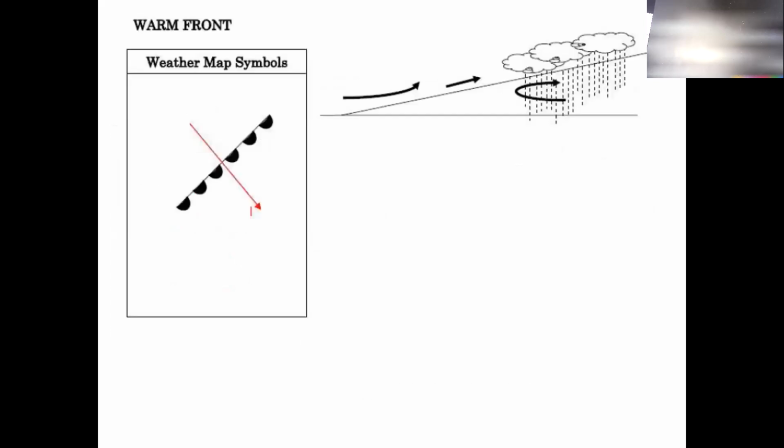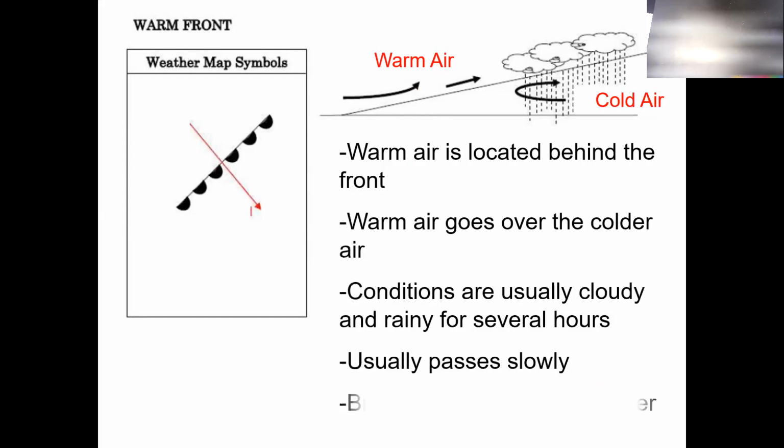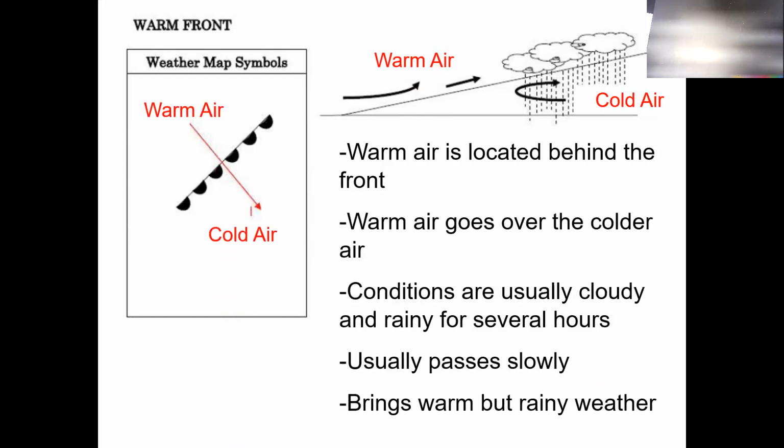All right, for the warm front, it's a similar situation, except we've got the half circles. And again, you can label these very easily, because the arrows going up are always the warm air. So for a warm front, warm air is located behind the front. I'll put these all up there. So you will have to be able to identify this as a warm front because the warm air is pushing the cold air. And how do you tell which one is which? The warm air always goes up.